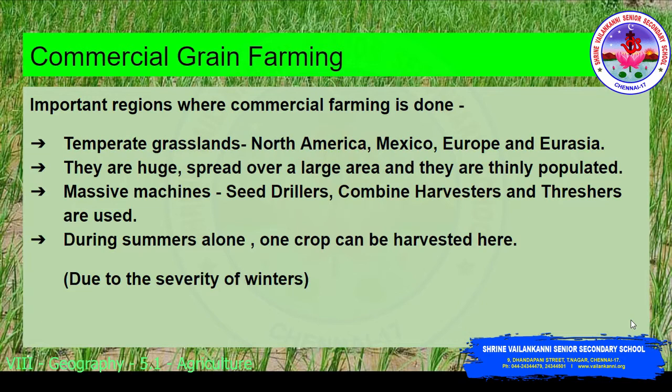Commercial grain farming requires massive machines like seed drillers, combine harvesters and threshers. Due to the severity of winters, only one crop can be harvested during summers. So these are the overall facts about commercial grain farming.